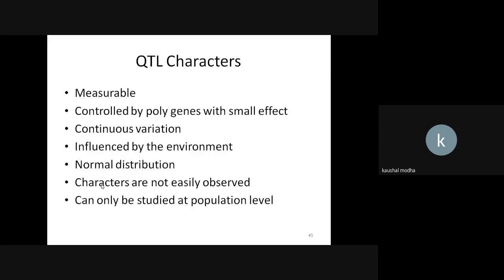So these are the properties of quantitative traits governed by many genes. They are measurable. We utilize metric units to measure them. They are highly influenced by the environment. Characters are not easily observed because of the continuous variation. You cannot have distinct classes here. Like in qualitative traits, we can have purple flower and white flower. Distinct classes are possible. But to measure a quantitative trait, distinct classes are not possible because continuous variation is present.